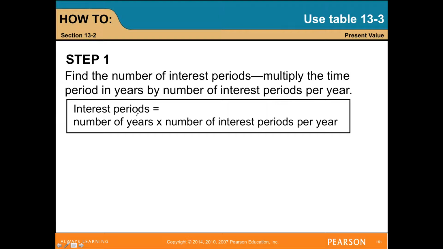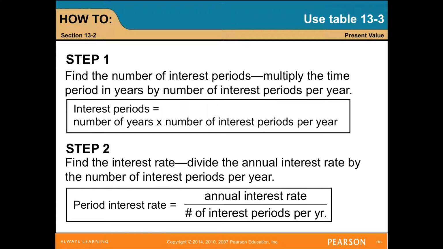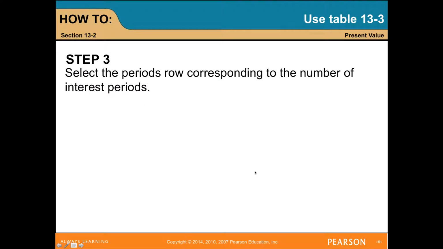The first step is to find the number of interest periods. Multiply the time period in years by the number of interest periods per year. Interest periods equal number of years times number of interest periods per year. Step 2, find the interest rate. Divide the annual interest rate by the number of interest periods per year. So you have the period interest rate, which equals the annual interest rate divided by the number of interest periods per year. And we'll give an example.